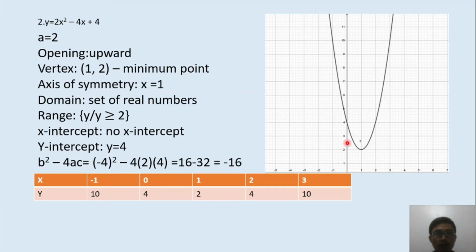Then, yung y-intercept na 0, 4, ito. Kasi tumama naman sa y-axis. 0, 4. Domain, of course, it is a set of all x coordinates or yung real numbers. Then, yung range na greater than or equal to 2, since ito yung value ng y which is 2, so greater than or equal to 2, so pataas. Hindi bababa sa value ng 2. Okay, so that is for number 2.